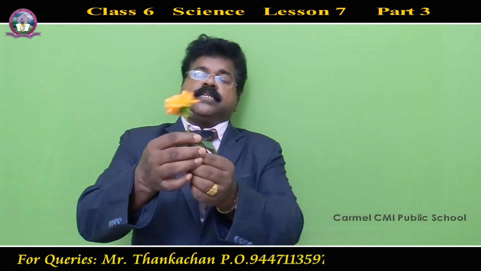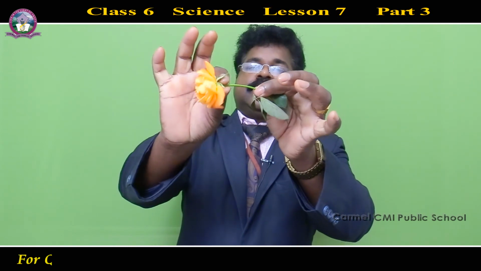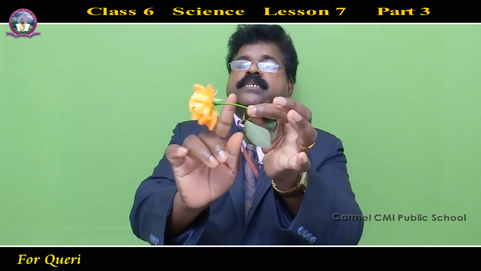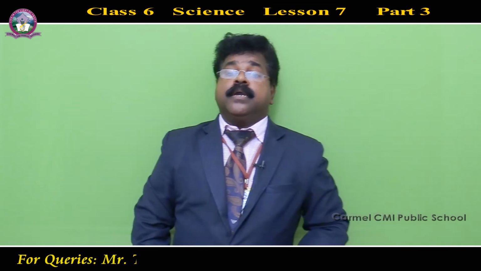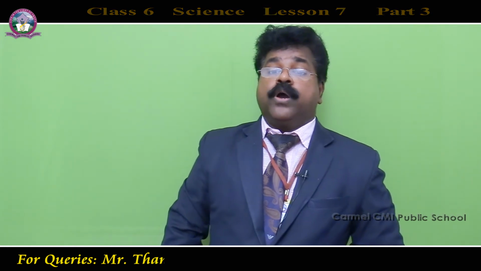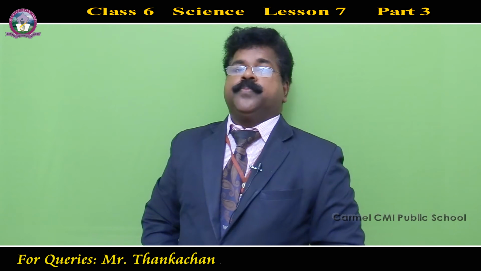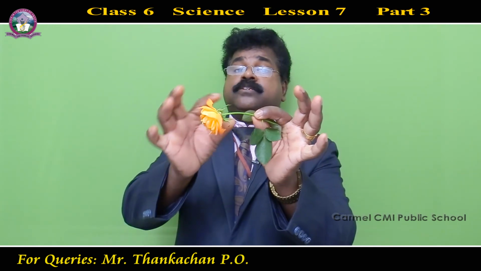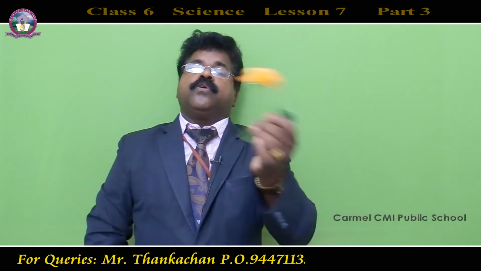The next one is petiole. The flower is connected to the stem with the help of a stalk-like structure, and this stalk-like structure is known as petiole. The spelling of petiole is P-E-T-I-O-L-E. The function of petiole is to connect the flower to the stem. Now, photosynthesis.